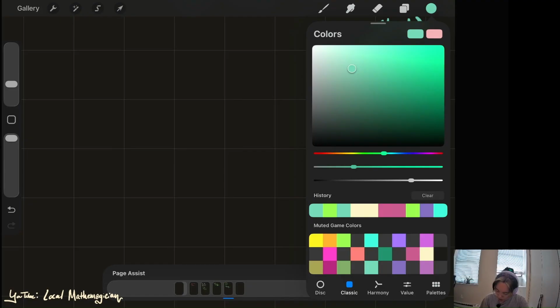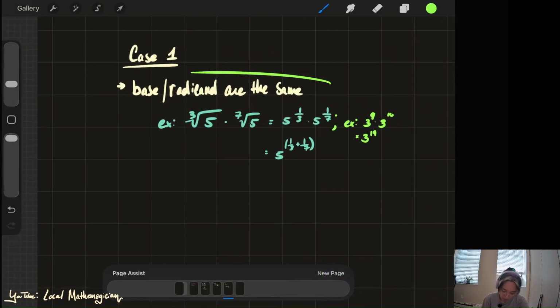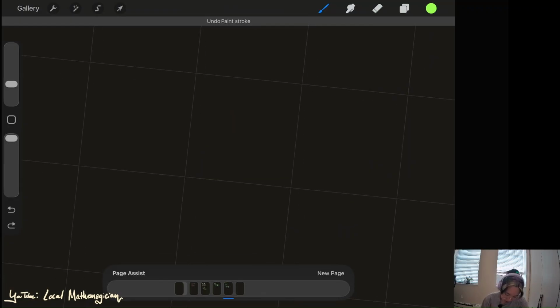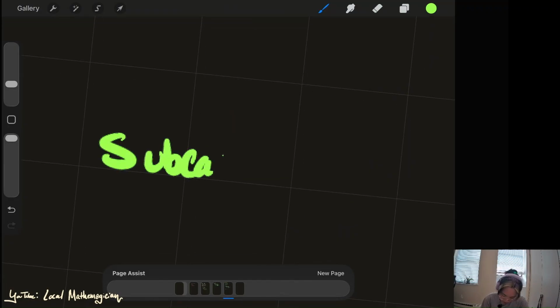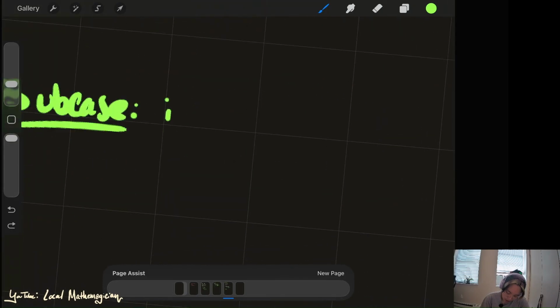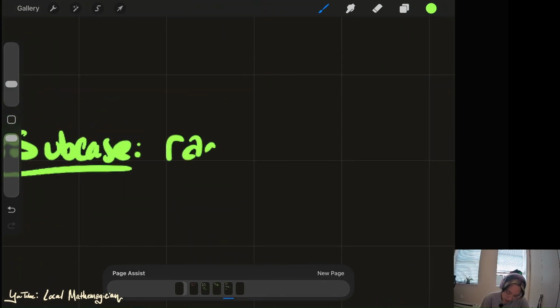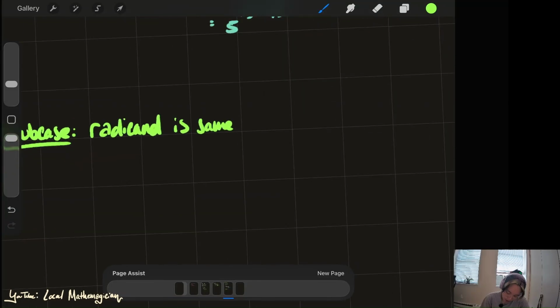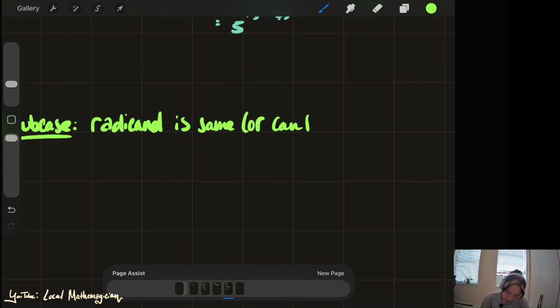There is a slight special case for case 1. So subcase: the index or radicand is the same or can be made the same with or up to an exponent. What does that mean?